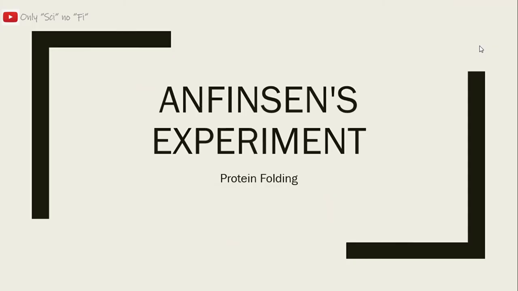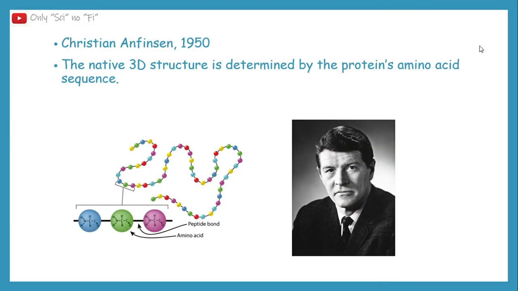So in this video I'll be talking about Anfinsen's experiment about protein folding. So let's get started. In 1950, there was a scientist named Christian Anfinsen who conducted a series of experiments wherein he proved that the native 3D structure of the protein is determined by its amino acid composition, or amino acid sequence. He used certain agents in these experiments to prove his hypothesis.